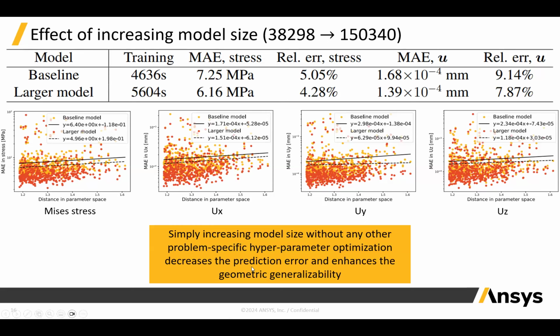So we used this very simple example to demonstrate that, without doing any problem specific hyperparameter optimization, you can decrease your prediction error and enhance the generalizability by just increasing the model size.